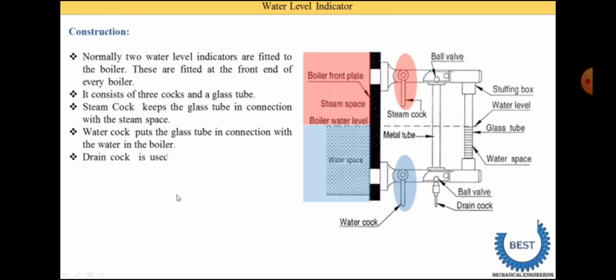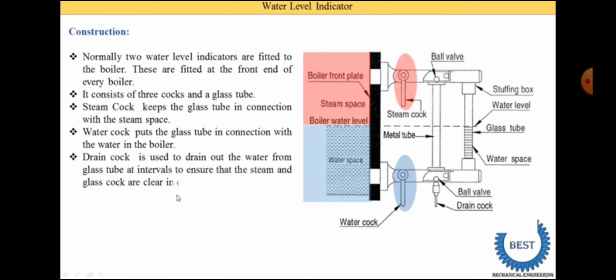Another is the drain cock. The drain cock is used to drain out the water from the glass tube at an interval. This drain cock removes the water from the glass tube at a fixed interval to ensure that the steam and water cocks are clear in operation, meaning they clearly indicate the level of water in the glass tube. That's why the drain cock is used.